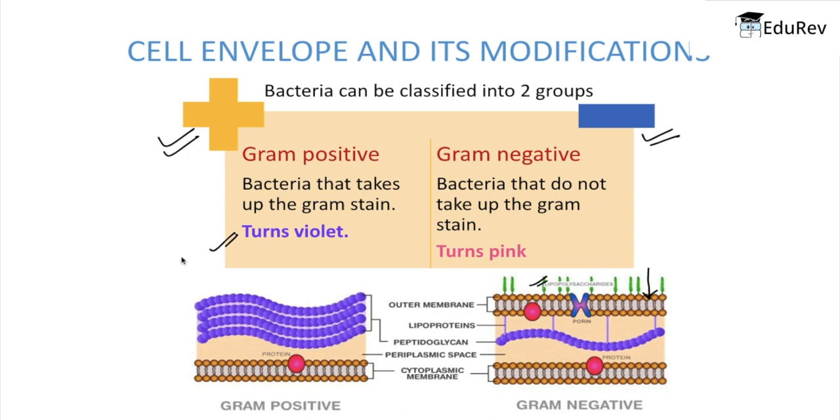The gram-positive bacteria take up the stain and turn violet because of the presence of a peptidoglycan layer, which is very thick as compared to the gram-negative bacteria. Here you will find a single layer of peptidoglycan, and in the gram-positive bacteria, you will find a thick layer of peptidoglycan which takes up the stain. The example of gram-positive bacteria is Bacillus anthracis, and the example of gram-negative bacteria is Pseudomonas.